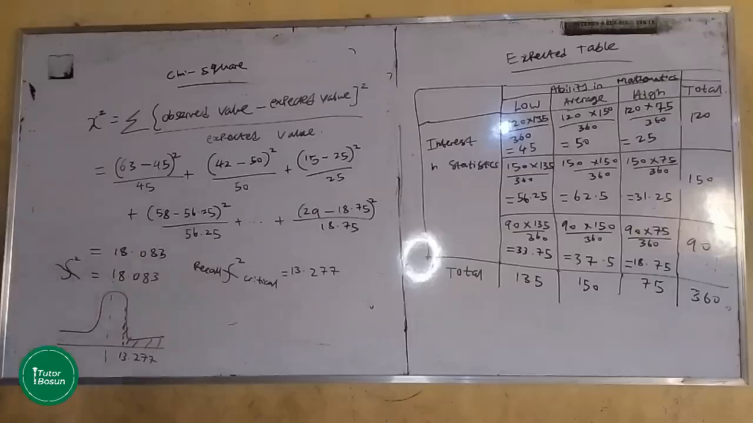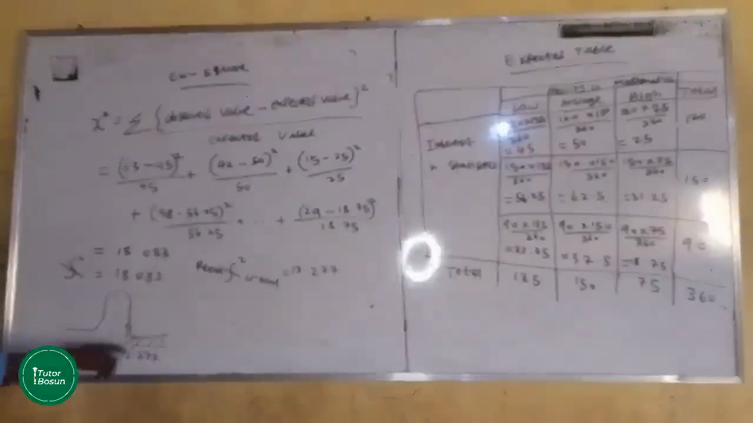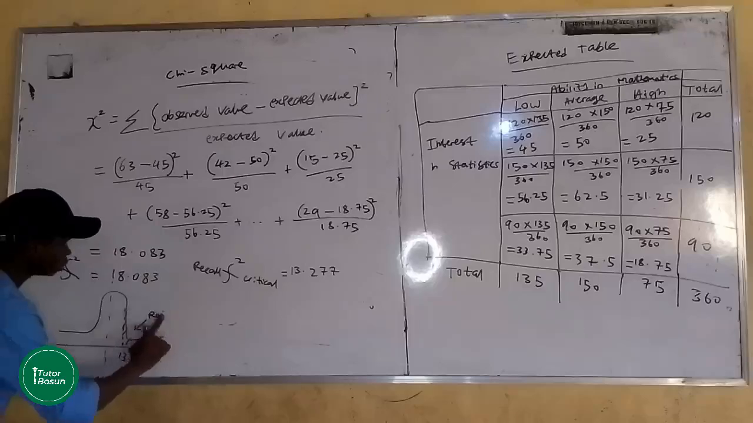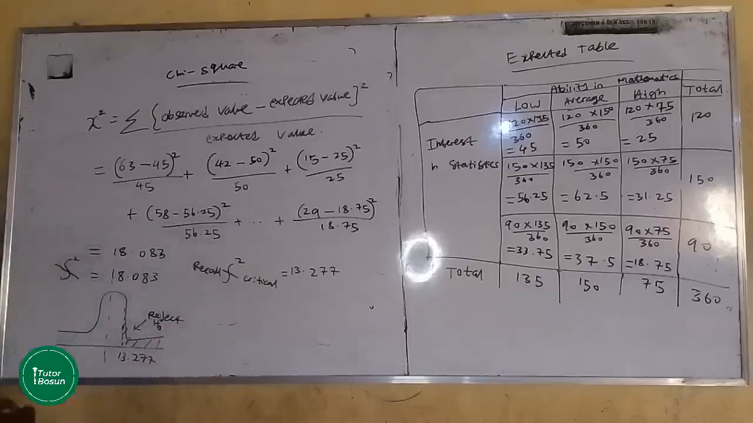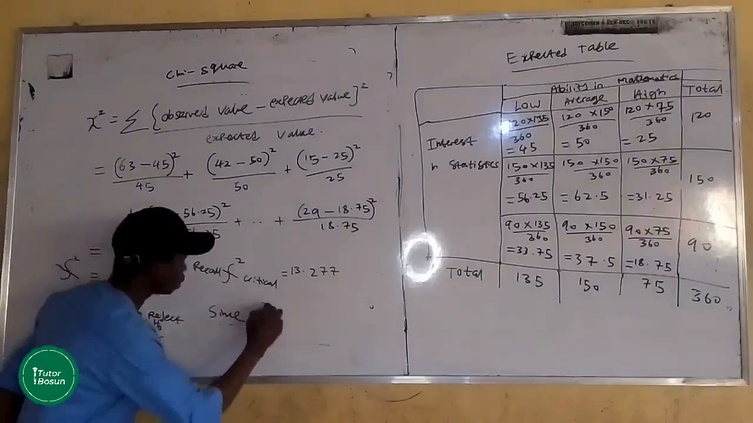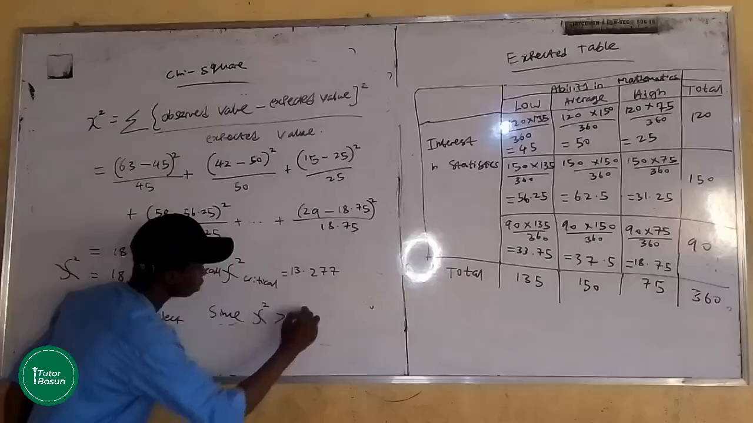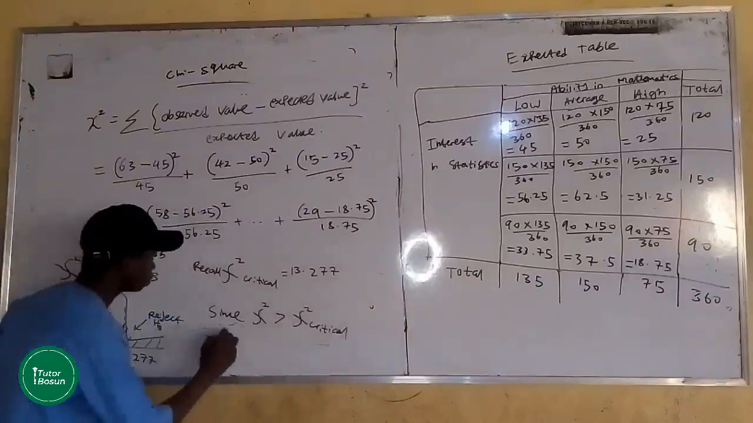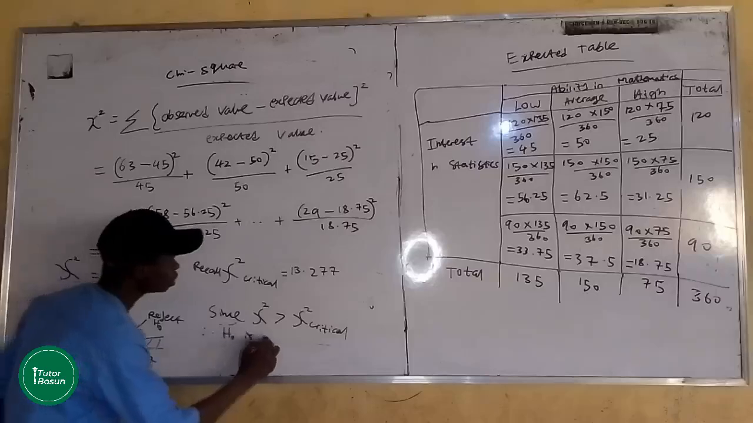So you'll be shading this aspect. Now let's check. Does our calculated chi-square fall within this region? You'll be rejecting this region. If it falls within that region, you reject H0. So let's check. This is 18.083. It is after 13.277. Definitely it falls within this region. So since calculated chi-squared is greater than critical chi-squared, therefore H0 is rejected.